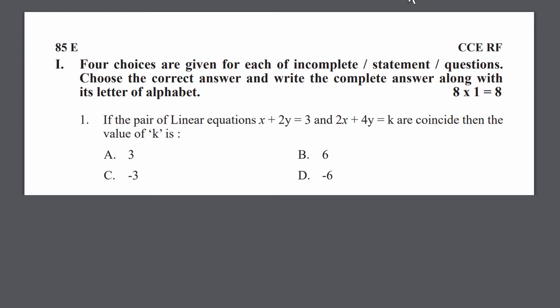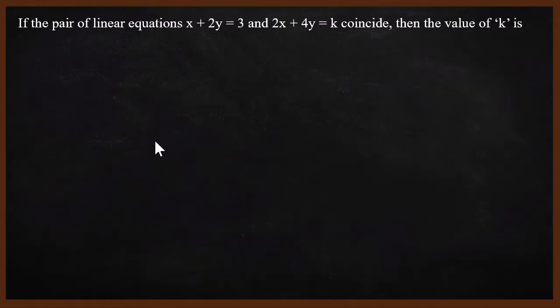The first question is a pair of linear equations. There are 2 equations that are given and they coincide, and we need to find the value of k. So what are the 2 equations? It's x plus 2y equals 3, and you have 2x plus 4y equals k. They coincide. What is the value of k?